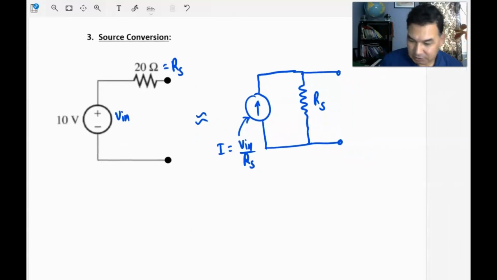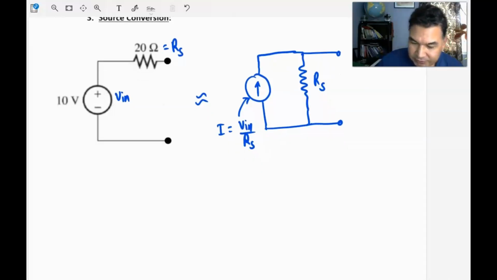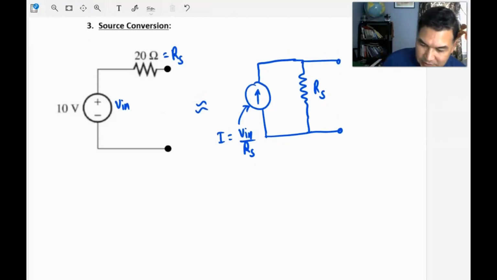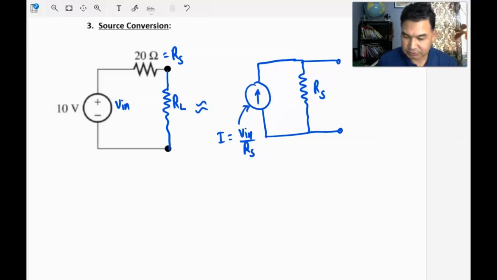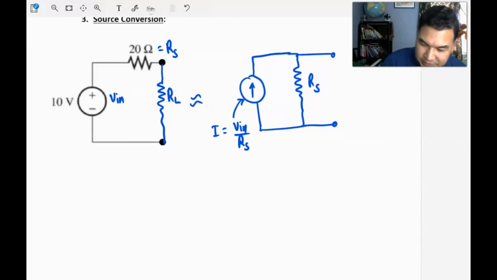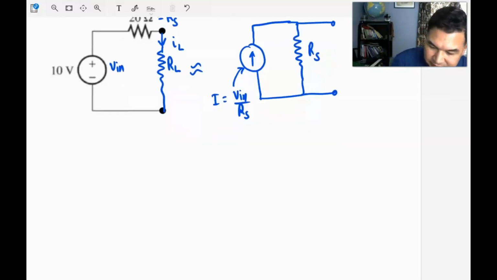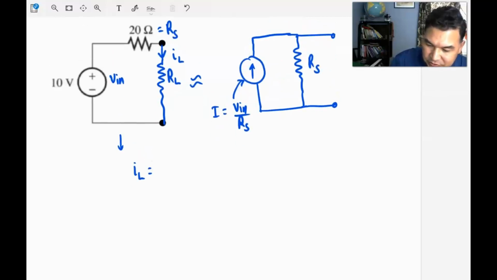So to prove this, first connect a load. This is a load resistor, any load resistor, and let's say in this picture it gets the current IL. IL is the load current. So what is IL from this circuit? Because this series resistor and load resistor are in series, the load current is just V in divided by R series resistor plus RL.